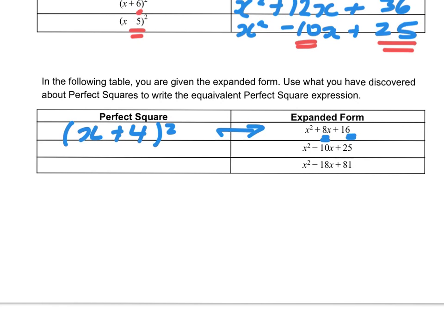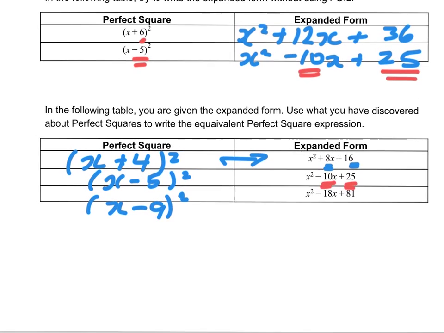Look at the next one. Here you get minus 10 and 25. So a, when you multiply it by 2, gives you minus 10, and when you square it, gives 25. So it's minus 5. And the last one, what do you think it's going to be? Well, what's half of minus 18? It's minus 9, and when you square that, you get 81. So it's x minus 9 squared. Okay, so that's how we work with them.